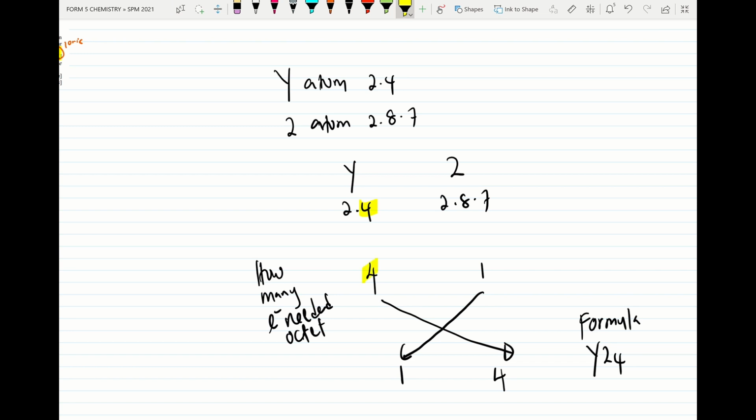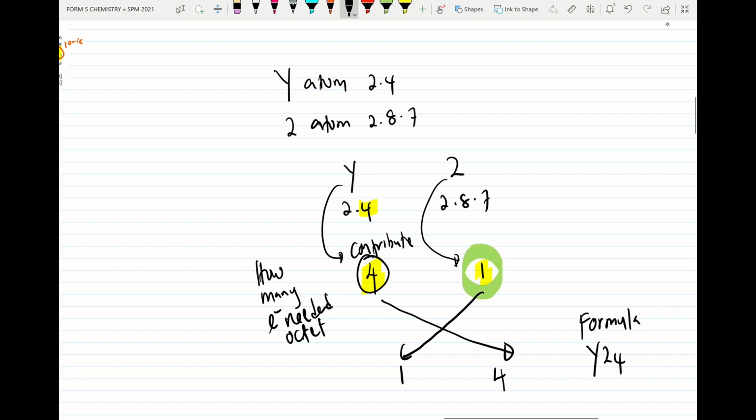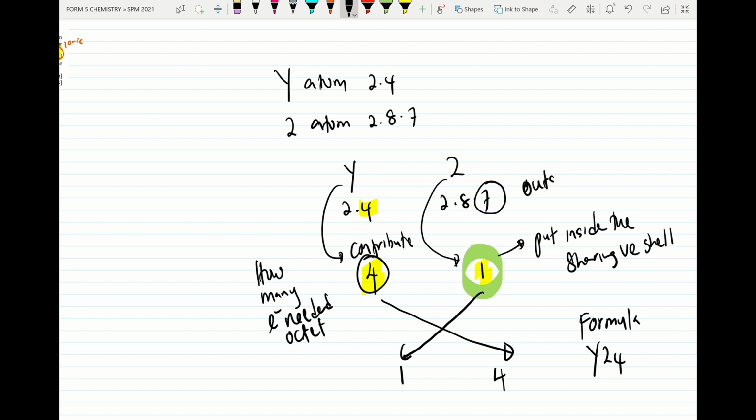All right, and please highlight this one. Please check, Y atom will contribute 4 valence electrons for sharing. Z atom will contribute 1 valence electron for sharing. And please circle this one. So this one, please put inside the sharing valence shell, between atom Z and atom Y. And this one, circle this one outside. Outside we have to put what? 7 minus 1, we have to put 6.